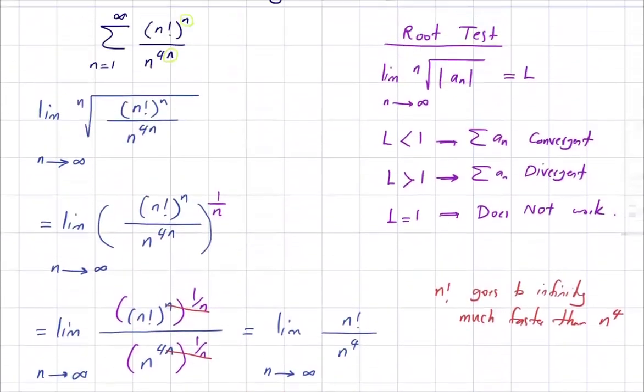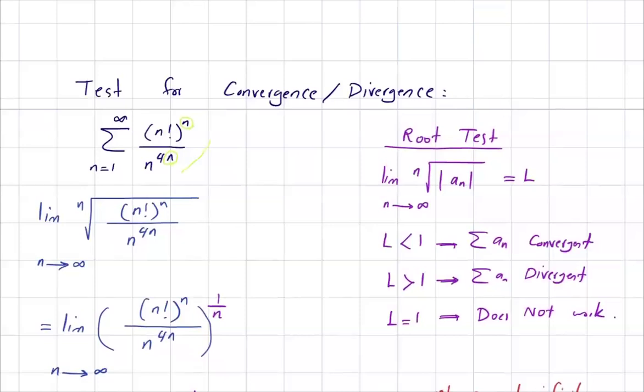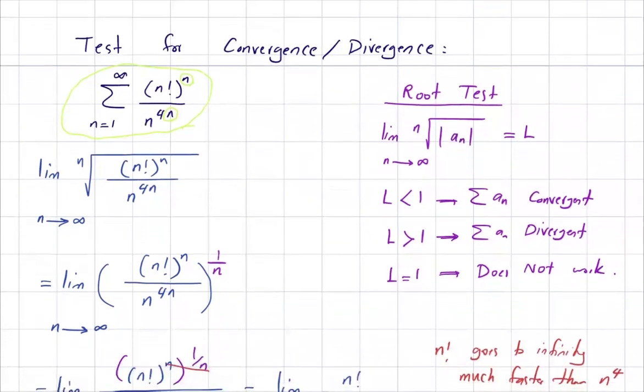So in summary, what do we have? We have the series of n factorial to power n divided by n to power 4n. Because of n on the exponent, I want to use the root test. This is my first attempt. My root test says, as long as the limit of the nth root of the absolute value of an as n goes to infinity goes to a number, and that number is less than 1, you end up with a convergent series. If that value is anything more than 1, then it is a divergent series. If it's equal to 1, then this test doesn't work. You have to move on to a different test.